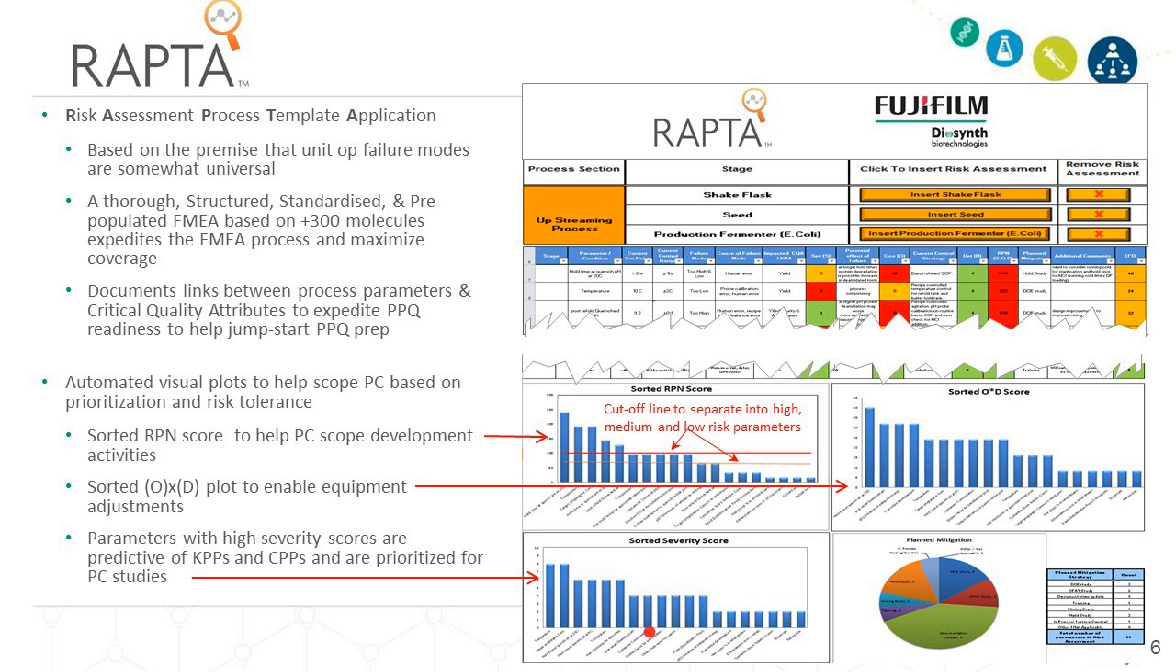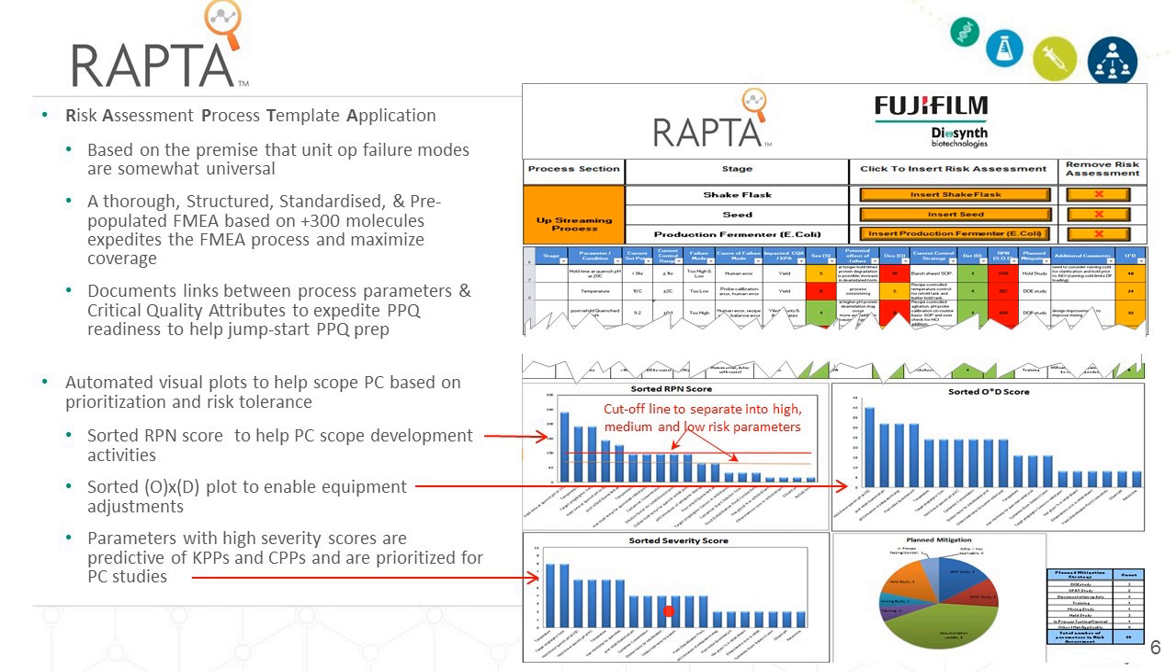The next tool that we'll talk about is the risk assessment itself. This falls under the umbrella RAPTA as well. The risk assessment we use is a pre-populated risk assessment that's based on our experience with more than 300 molecules, but really the important part of that is what you learn from an FMEA. What you learn from an FMEA should drive what you do for process characterization.